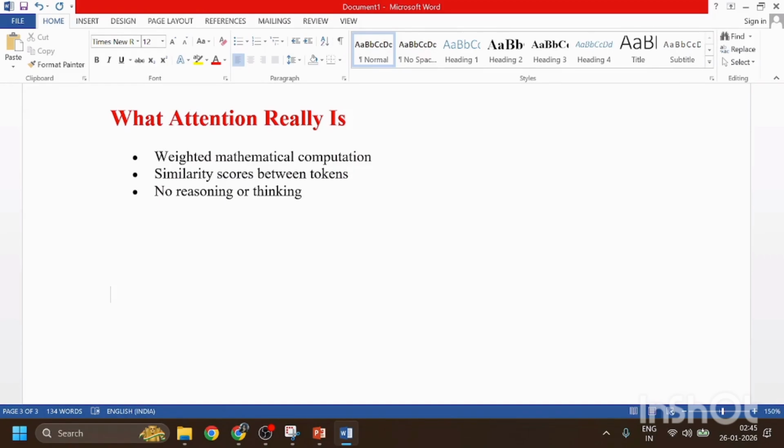It calculates similarity scores between the tokens. The model does not think, and it does not understand meaning. It only learns patterns from a large amount of data.